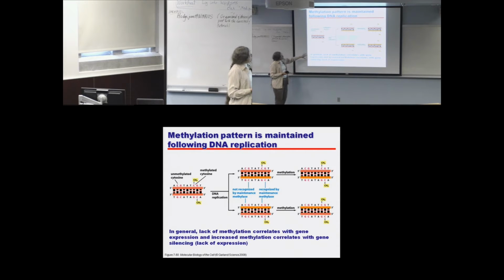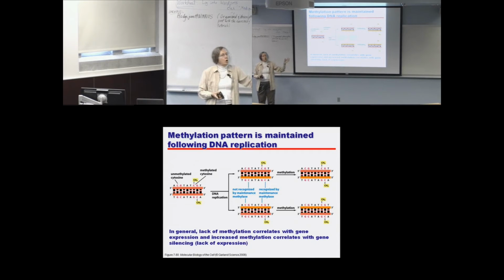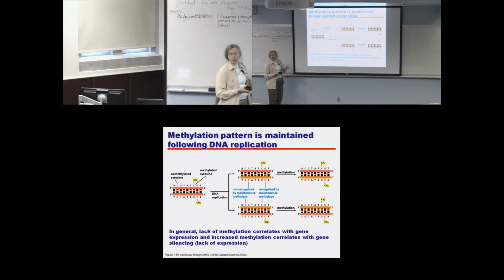The important thing to remember here is that, generally speaking, if there's no methylation on the Cs, those genes are likely to be expressed. And if there is methylation on the Cs, those genes are less likely to be expressed. That's just a general correlation. It's not absolute, but it has effects, as we will see.